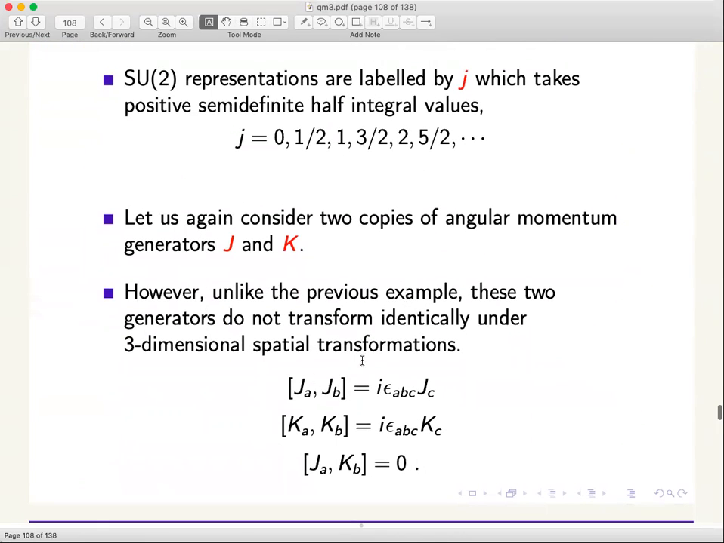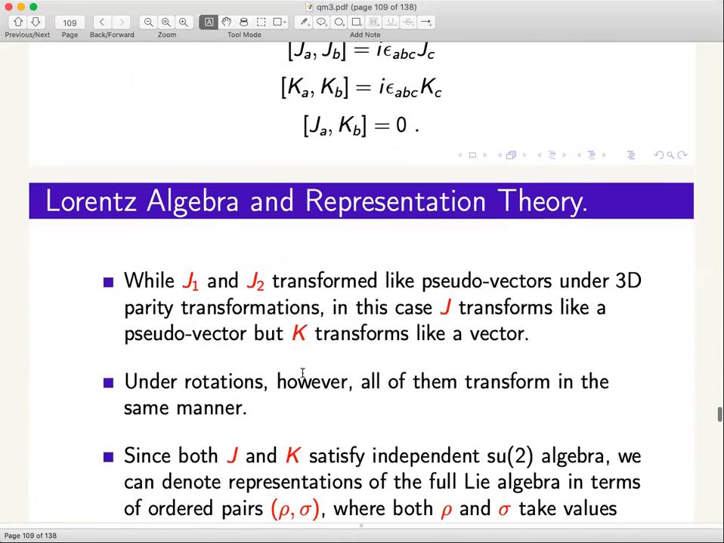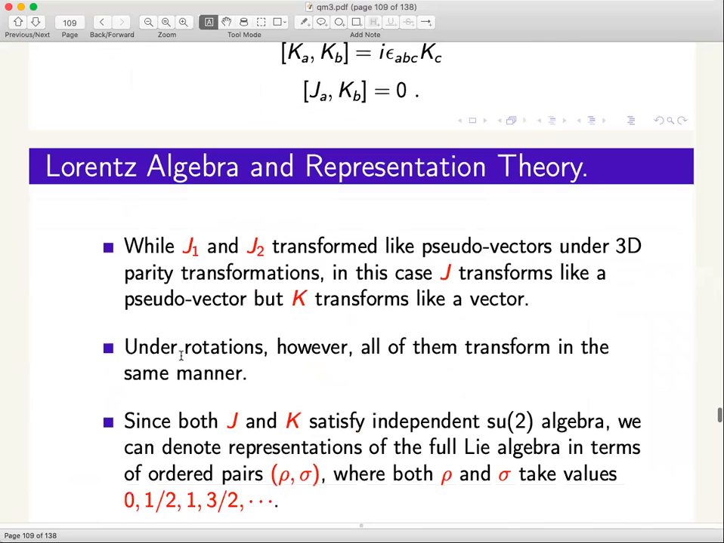But the difference now is that this transformation property tells you that under continuous transformations, namely rotations in three-dimensional space, both J and K transform in the same fashion. But under discrete transformations, they transform differently. So how do they transform? We had assumed that J1 and J2 transform like pseudo vectors under three-dimensional parity transformation, that means they don't flip sign. Whereas we'll assume in this example that J transforms like a pseudo vector, but K transforms like a vector.